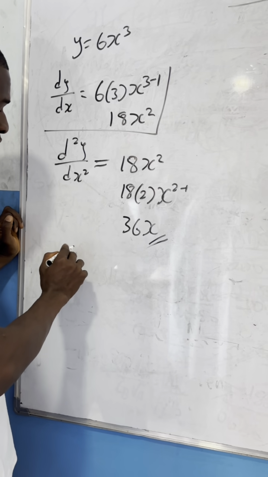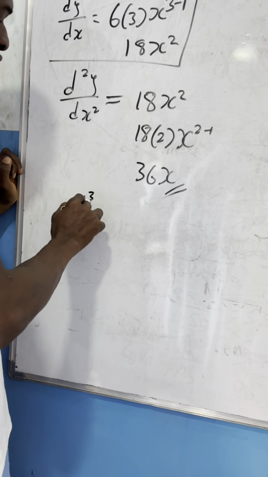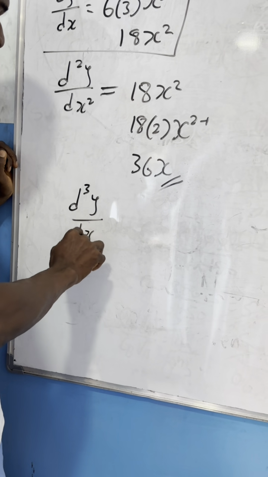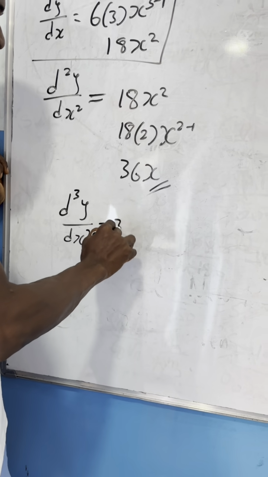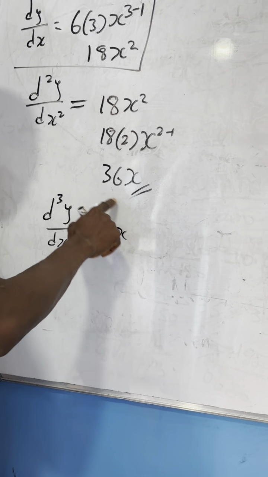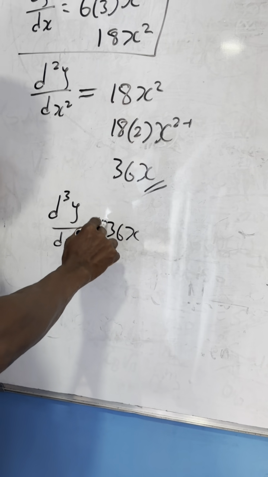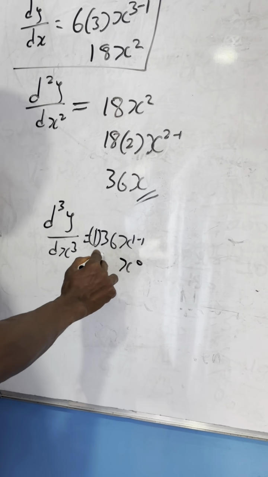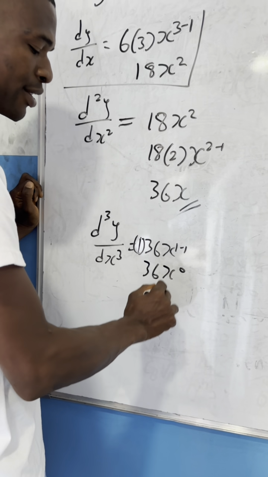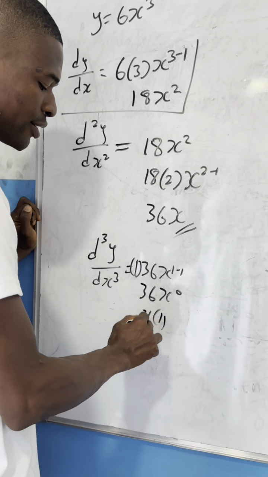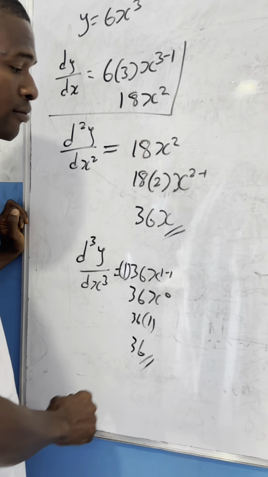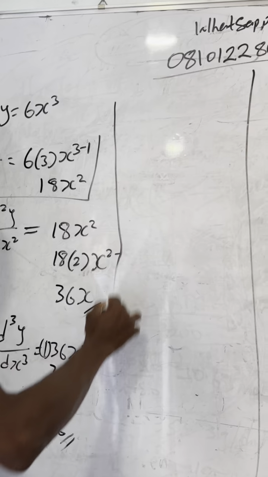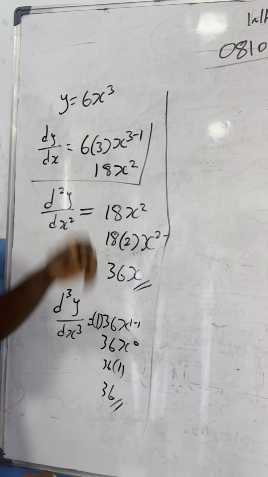The third derivative, d cubed y over dx cubed, equals the derivative of 36x. 1 times 36, and 1 minus 1 means x raised to power 0. X raised to power 0 is 1, times 36, which gives us 36. That is the differentiation aspect.